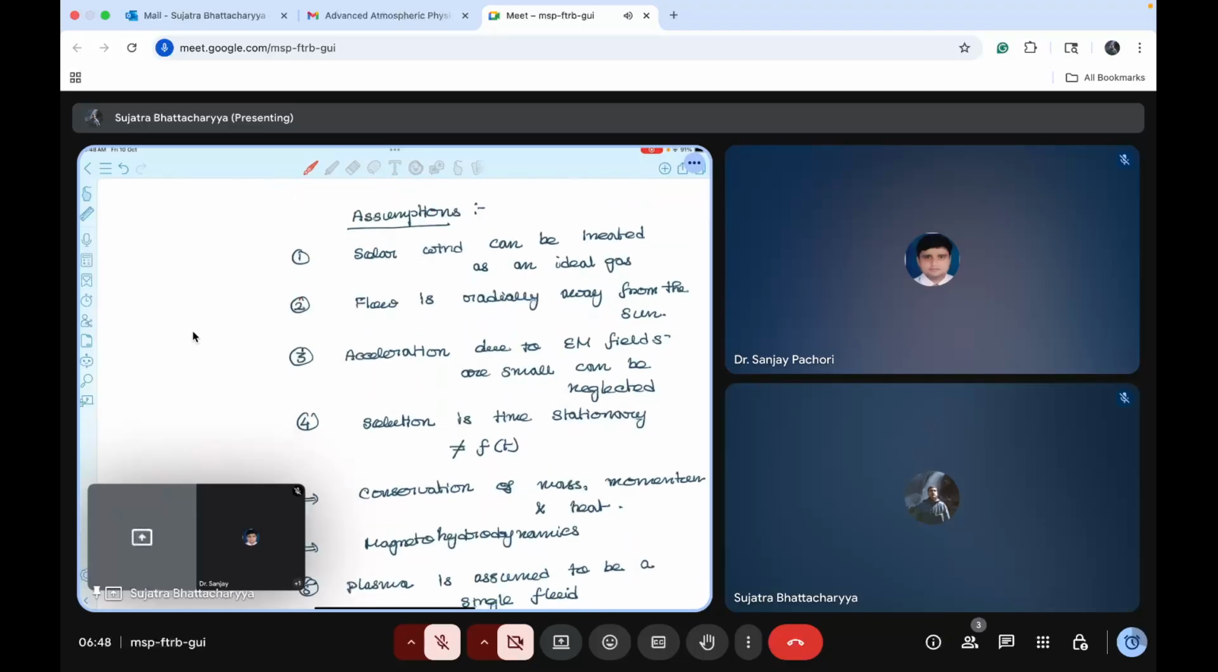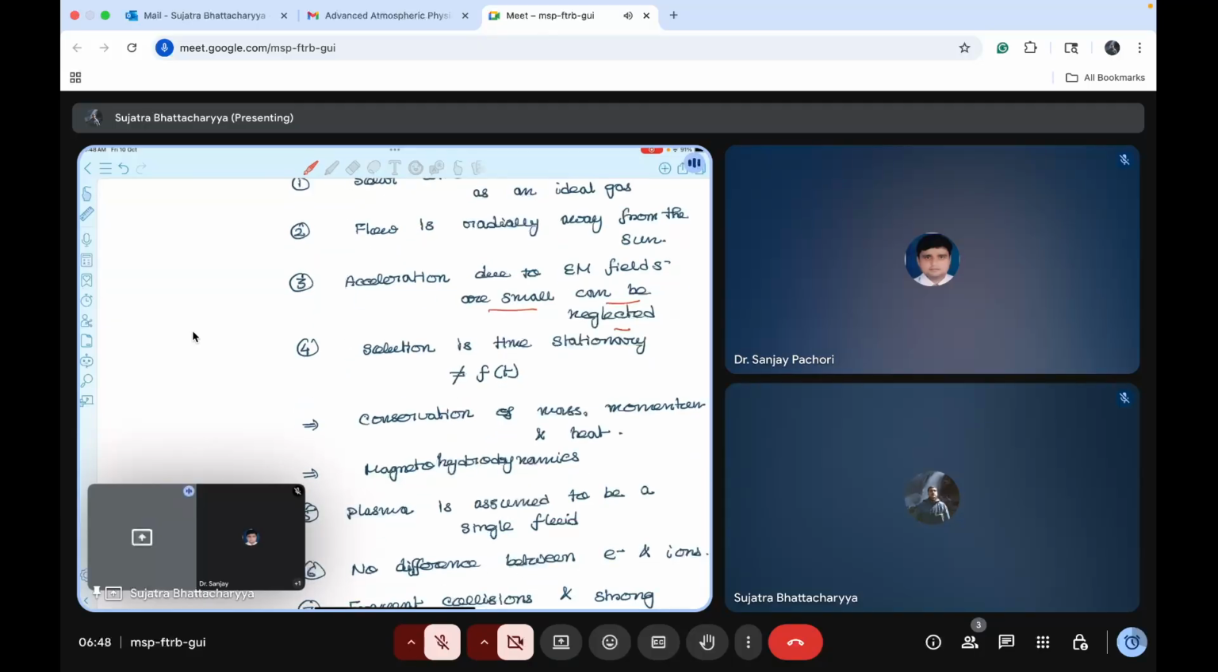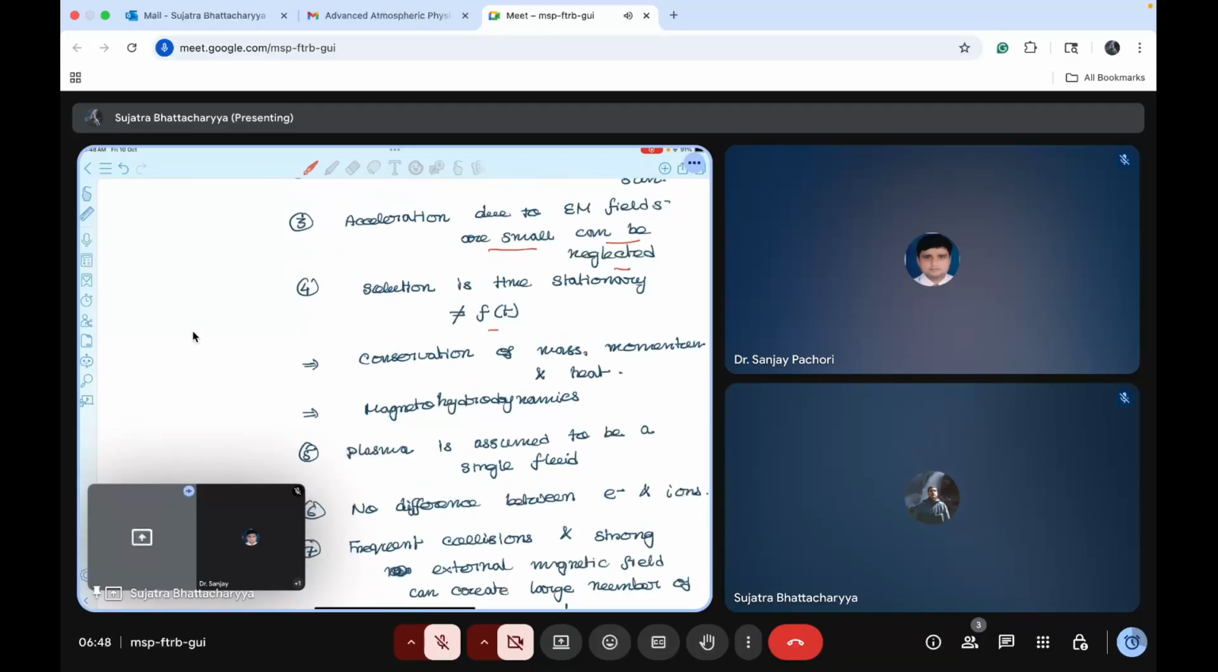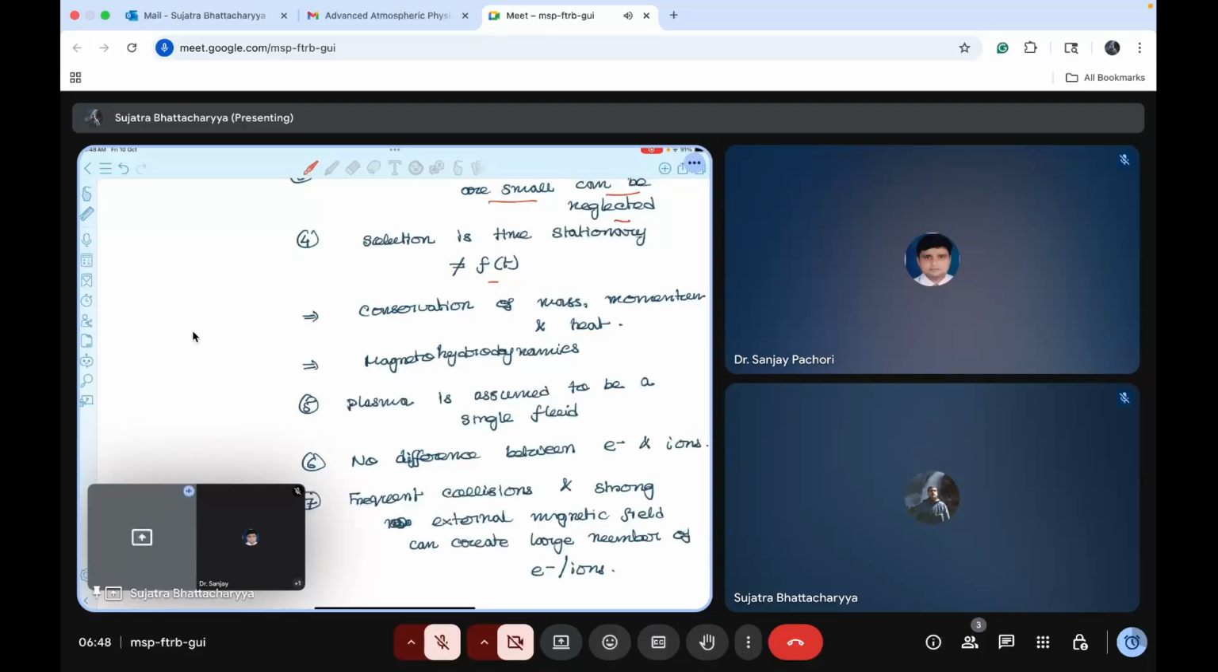Now, a couple of assumptions before going to the derivation. We have considered that the solar wind can be treated as an ideal gas. Flow is radially away from the sun. Acceleration due to EM fields is small and can be neglected. You will see that. And the solution is time stationary, which is one of the assumptions. The physical processes we will be using are conservation of mass, momentum, and heat. So essentially the continuity equation first, then the momentum equation and the heat conservation. These are the equations we will be using.